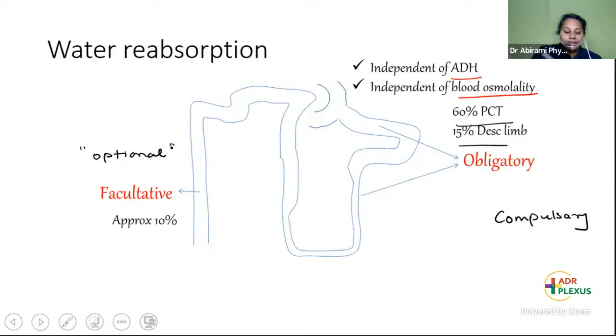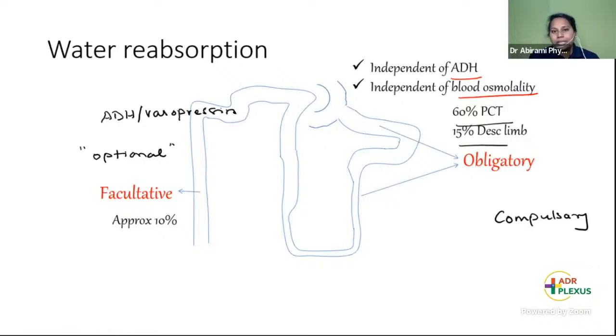What is the option here? ADH or vasopressin is the option here. So if you have ADH or vasopressin, this will take place. How much? Around 10 to 14%, or 10 to 15%. And if you don't have ADH, this will not take place. That's why it is called facultative.